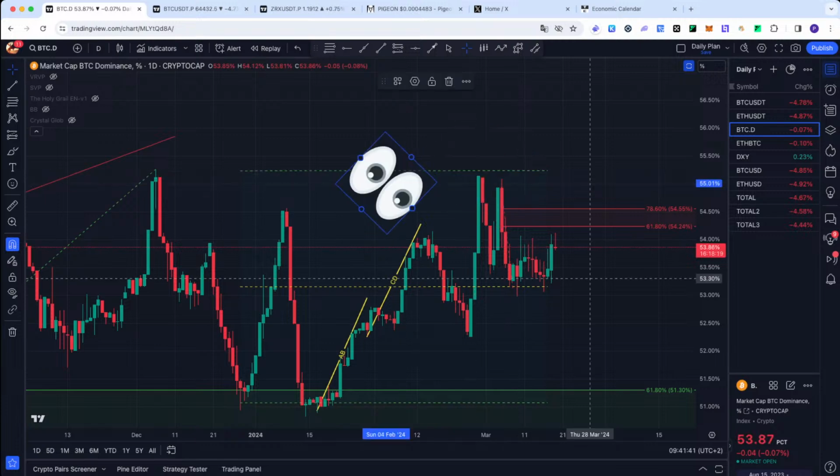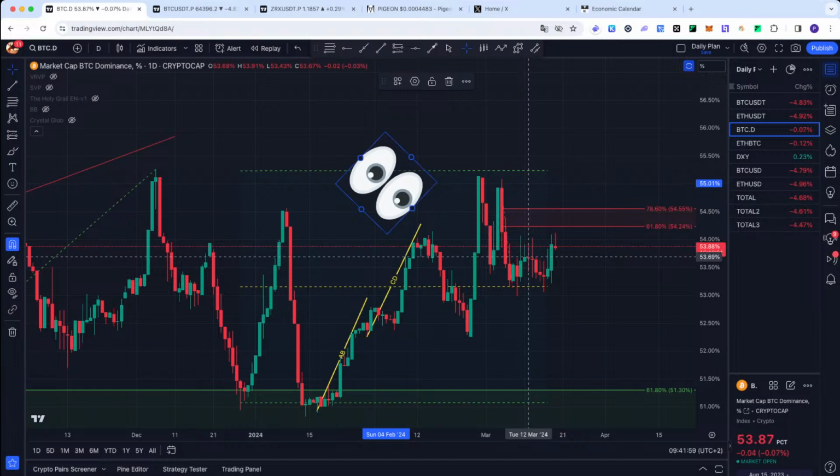We had AB equals CD on daily. Nice. Middle of the channel, middle of the range. Okay, M. We are still under influences of this M. It's still a valid M. But now we have a W, a confirmed W on Bitcoin dominance. So tell me, what is the direction?